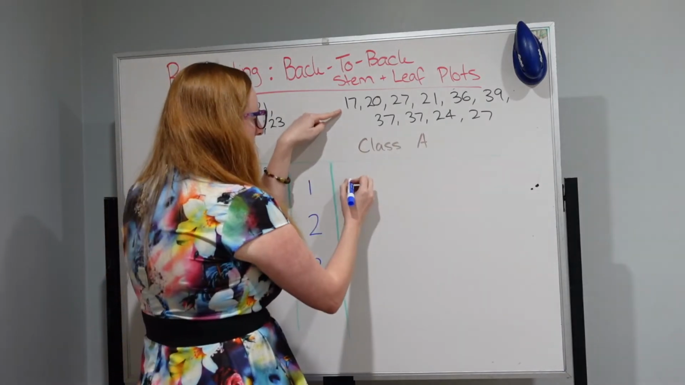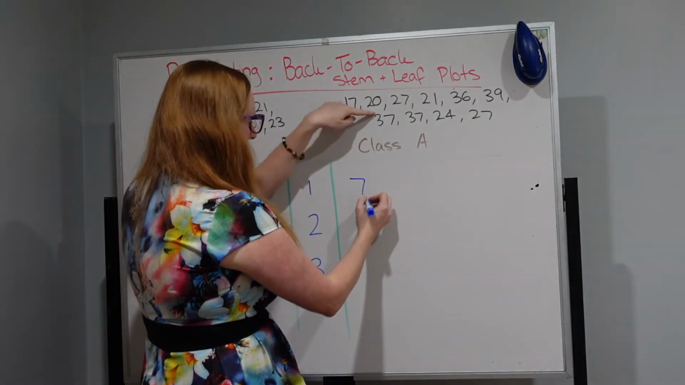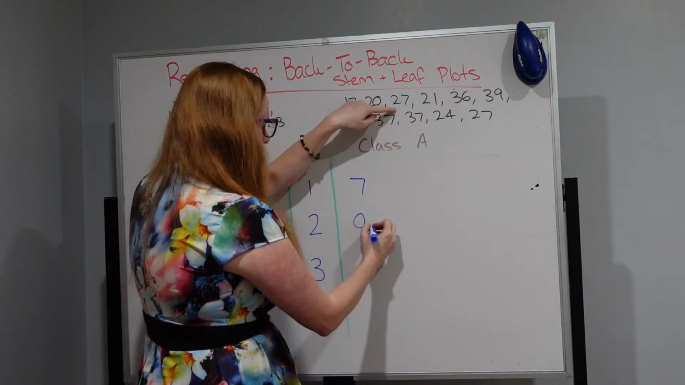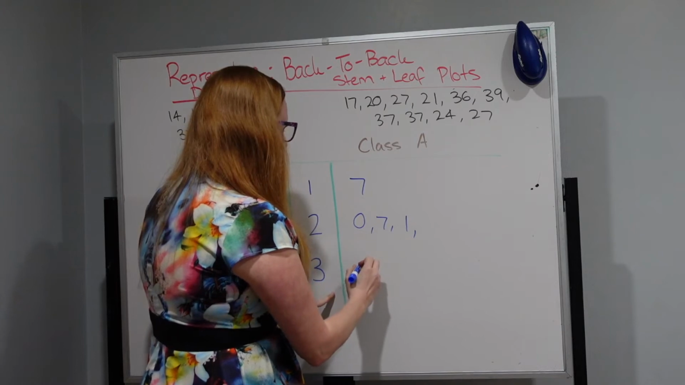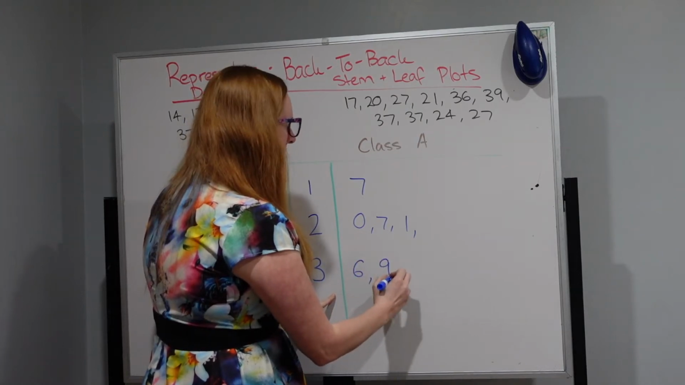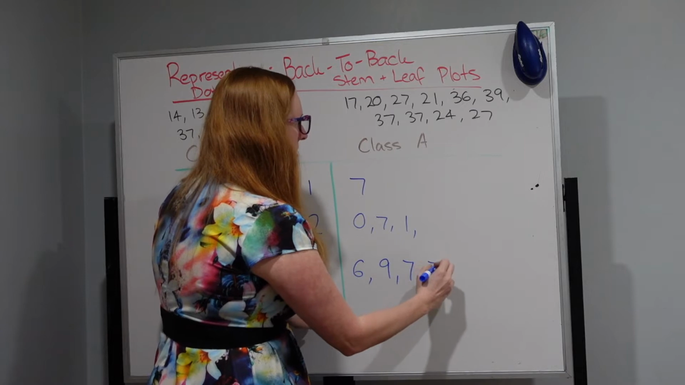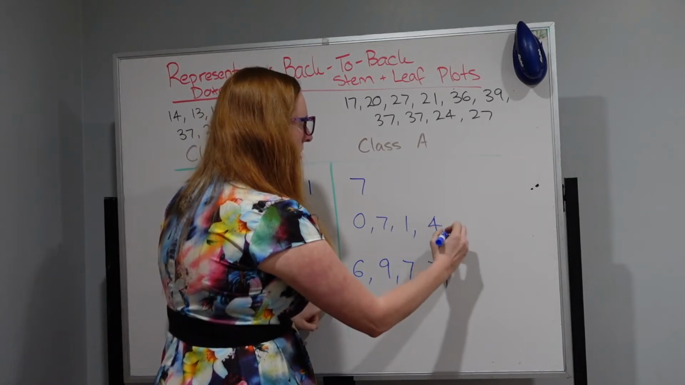So I've got a 17, so that's a 7 there. I've got a 20, which is a 0 here. 7, a 1, 36, 39, 37, 37, 24, and 27.